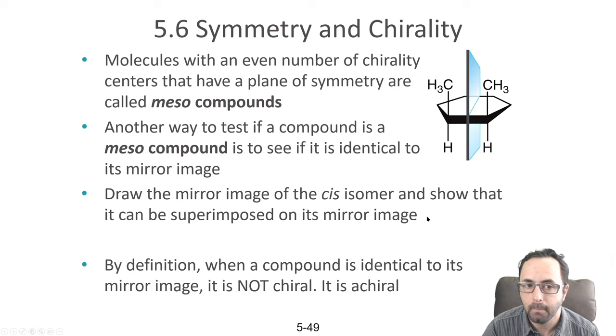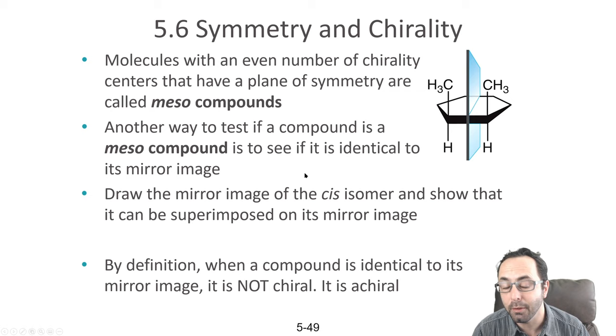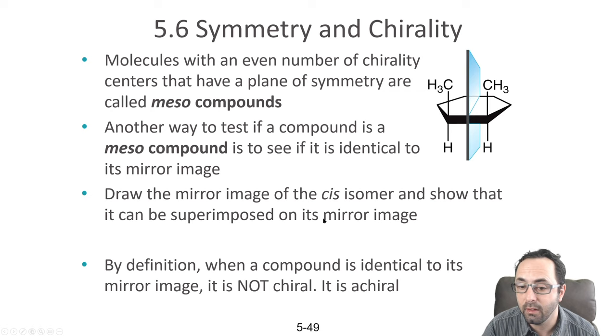Molecules with an even number of chirality centers that have a plane of symmetry are called meso. And so that's something you have to watch out for. A way to test if a compound is meso is to get its mirror image and then flip it like a pancake, and you'll notice it's actually the same thing. So there are actually no optical isomers for cis-1,2-dimethylcyclohexane. It can be superimposed on its mirror image. It's exactly the same thing.